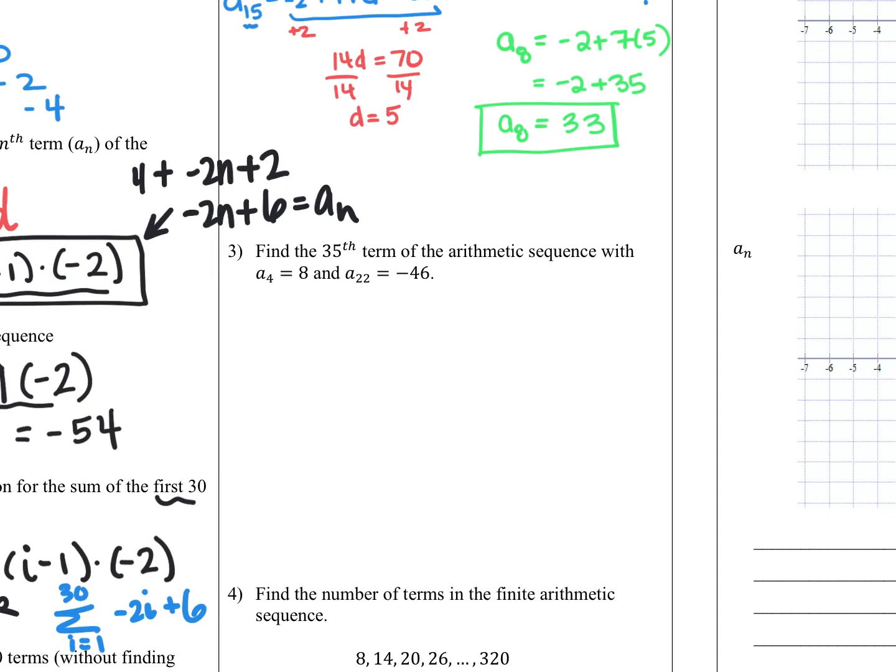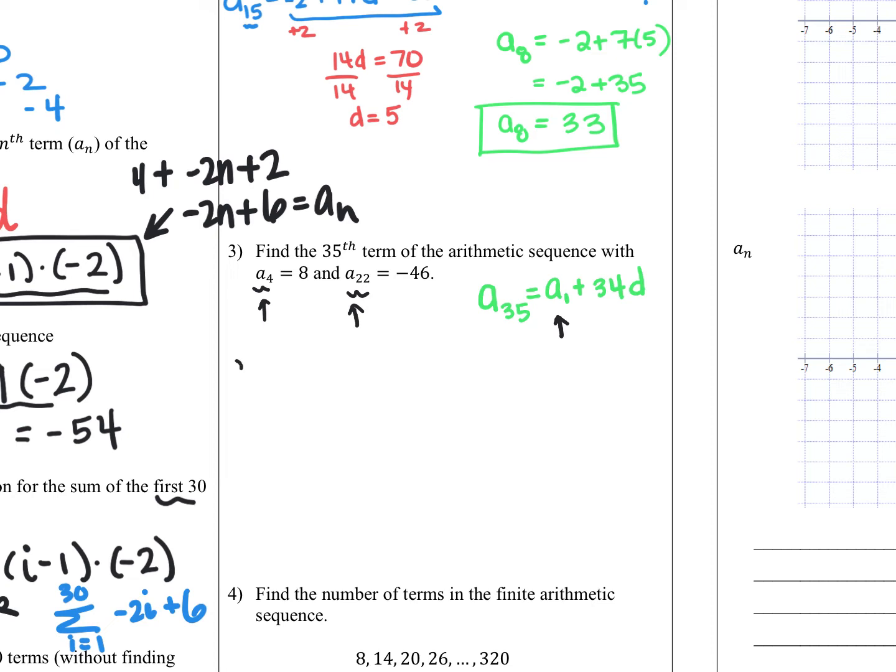For number 3, we want to find the 35th term. So it sounds kind of familiar, but if we want to find the 35th term, we got to take the first term plus 34 of the d's. Now this time we don't have a first term. They gave us the 4th and the 22nd. So let's think about that. If we're going from the 4th term to the 22nd term, well, we really want to find out how many d's were added. There's a couple different ways to do this one.